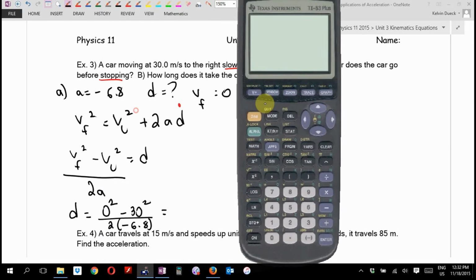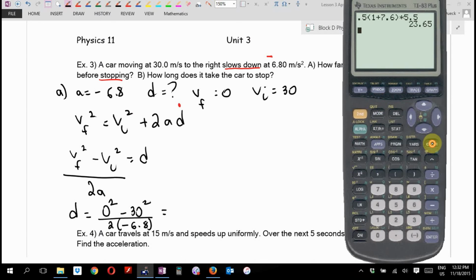Do this one in your head, Mr. Dewick. That one's a little yucky. Well, it would be negative 900 divided by negative 450, positive 450 divided by 6.8. Oof, that's a yucky number to do math with. I'm going to wimp out.